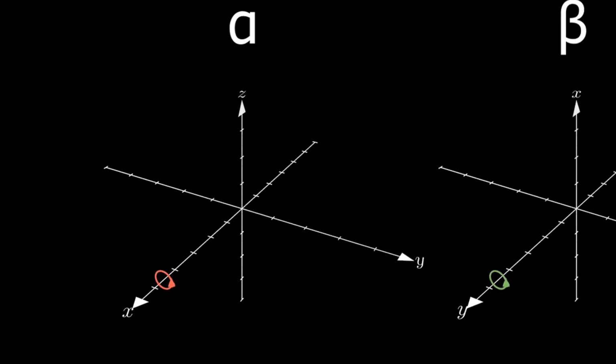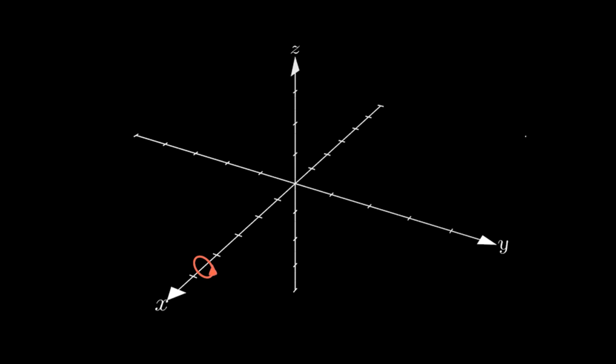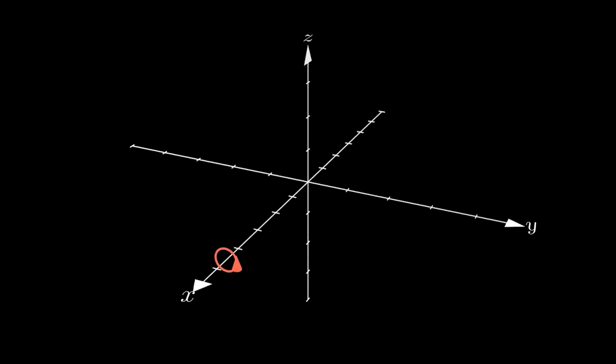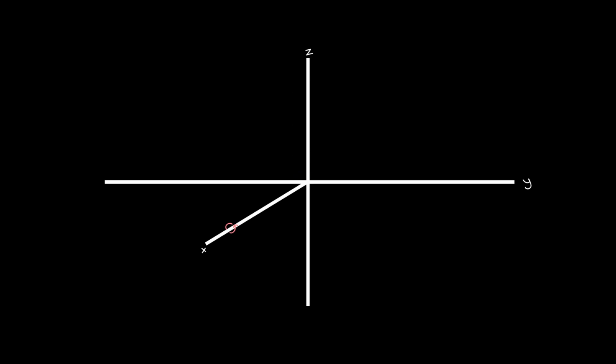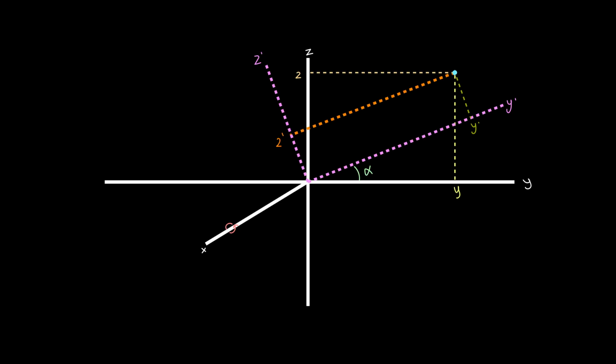Rotation around the x-axis means the x-axis remains fixed, while the other axes y and z rotate. Let the coordinates of a point on the yz plane before rotation be y and z. When the axes rotate by an angle alpha, the new coordinates of this point on the new axis are given as y' and z'. Let's form triangles where y and z are the hypotenuses. We can find the unknown sides of these triangles trigonometrically.